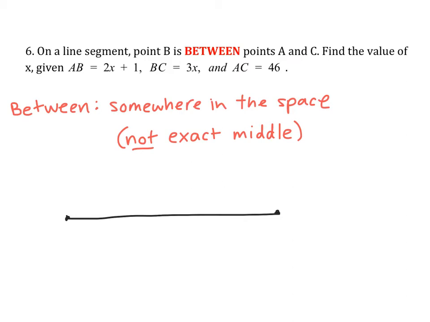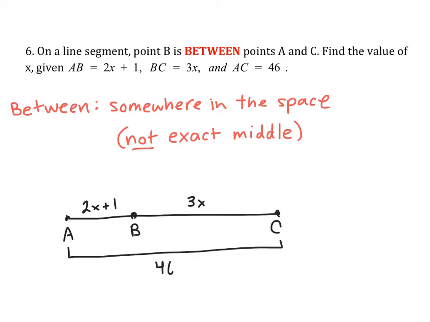So let's draw out this scenario and then we can start labeling it. Here's my line segment and it says point B is somewhere between. So I'm going to put B right here and here's A and here's C. Now we don't really know exactly where point B is, so I'm just putting it somewhere in the space, but we do not know that it's in the exact middle. So it says find the value of x given that AB is 2x plus 1 and BC is 3x and AC, that's this entire line segment, is 46.